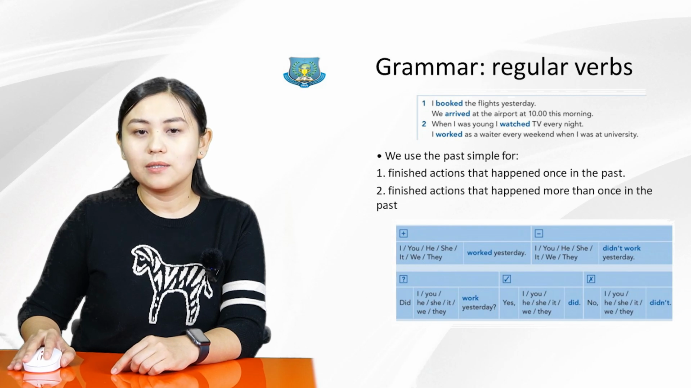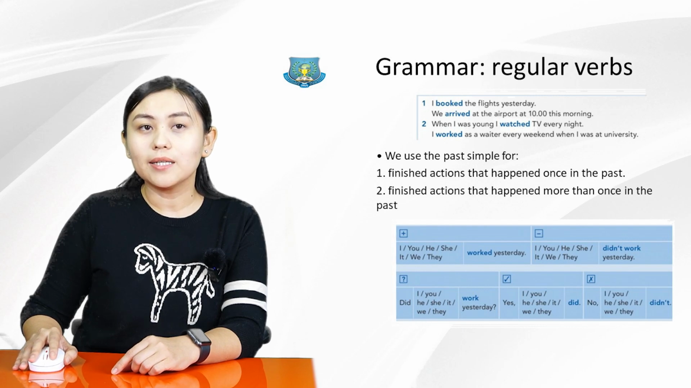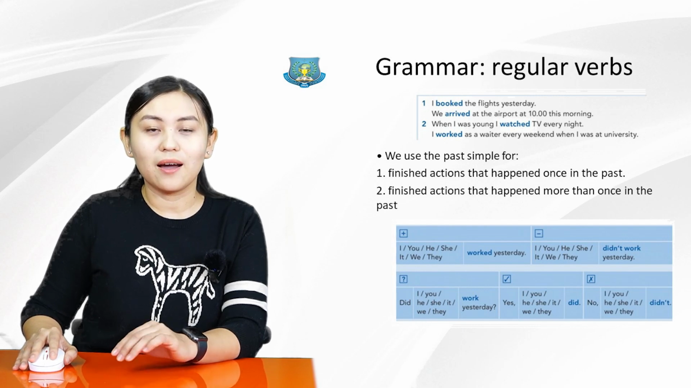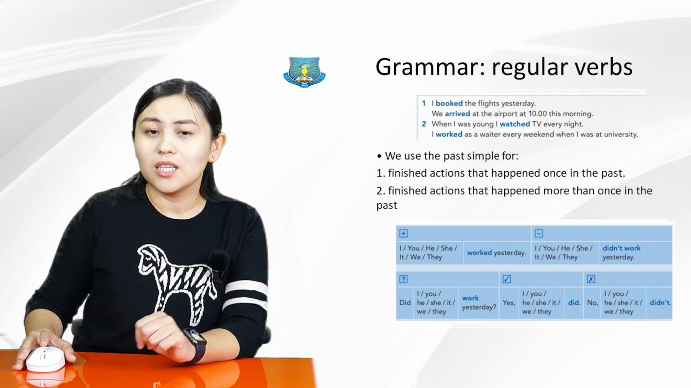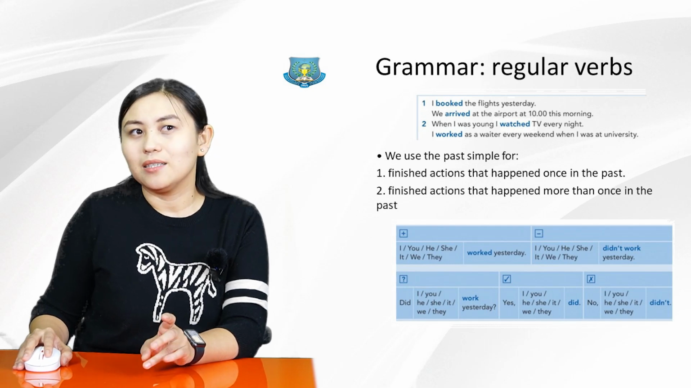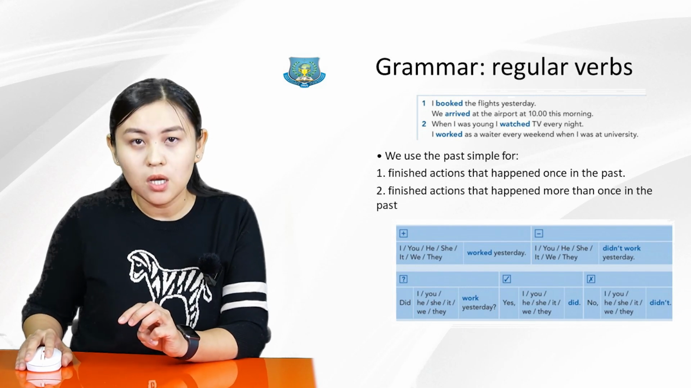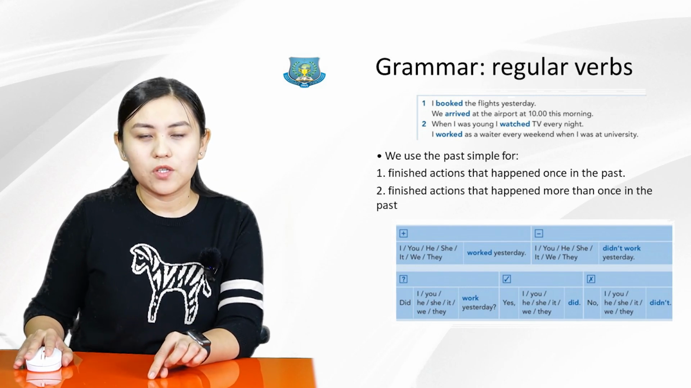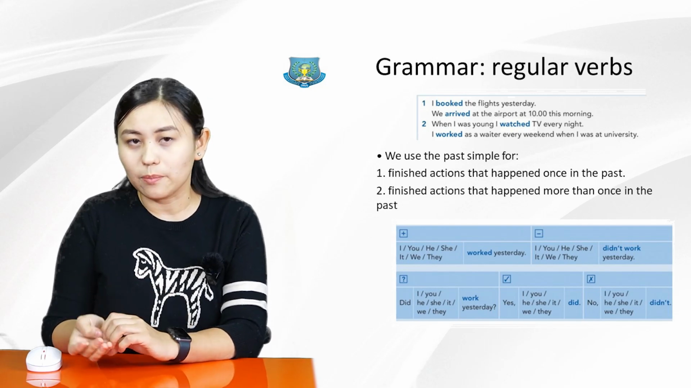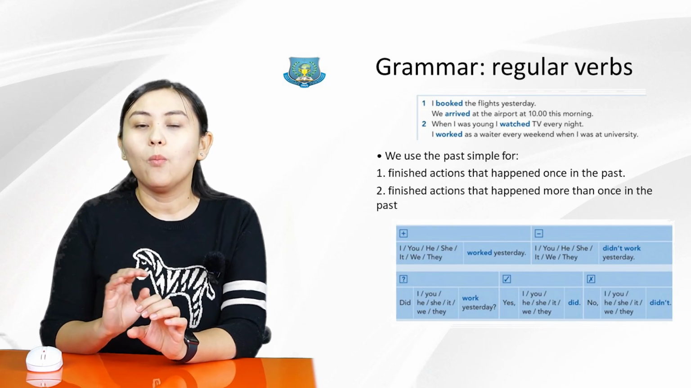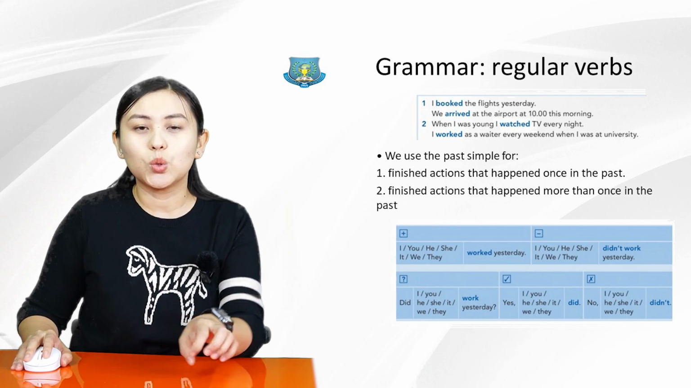There are some answers, positive answers and negative answers. Yes, I did. Yes, he did. Yes, she did. And the negative answer is no, I didn't. Or no, he didn't. Or no, they didn't. So this is the overall rule of the past simple of regular verbs. As you can see, we use the past simple for finished actions that happened once in the past and finished actions that happened more than once in the past. And for regular verbs, we just add ed to the verb.